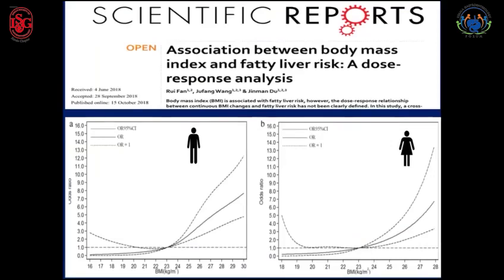Now let us see the phenomenon called dose response analysis. We know that BMI is a significant risk factor for fatty liver disease. What happens to the odds ratio when the BMI increases, 23, 24, 25, and it goes up? As you can see here, as the BMI increases, the odds ratio also increases. Same thing with women also. As the BMI increases, the odds ratio for development of fatty liver also increases. This is what we call the dose response phenomenon.